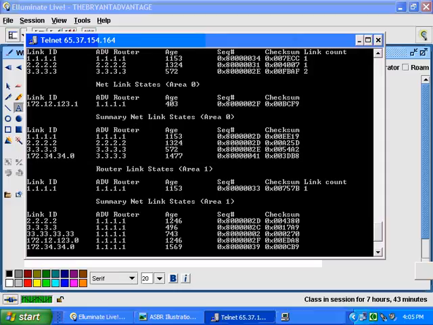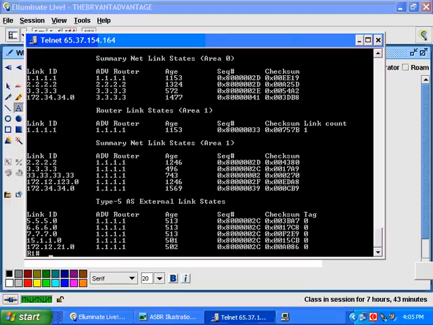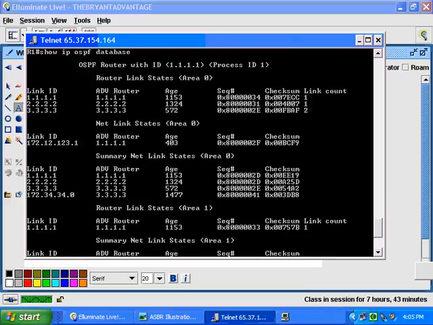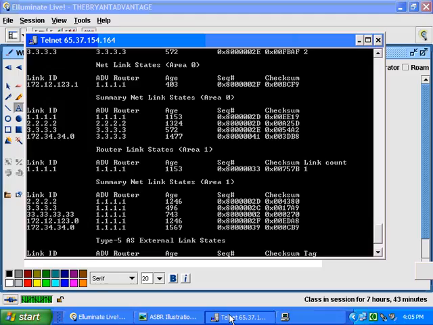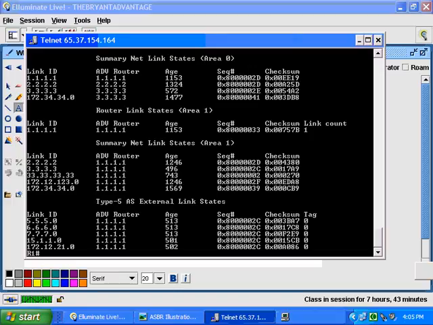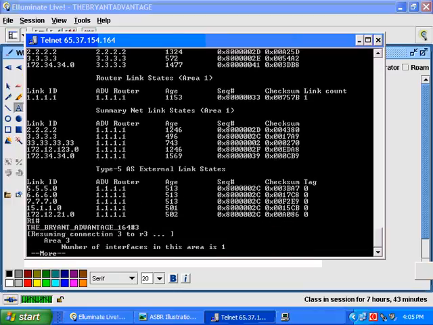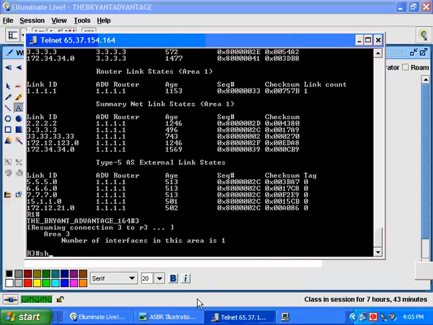Well, let's take a look further down in the database here, see what else we can see. So we've got router 3 down. Type 4s are generated by ABRs, and they describe the path to the ASBR. Very important detail there. Let's look at another router's database.